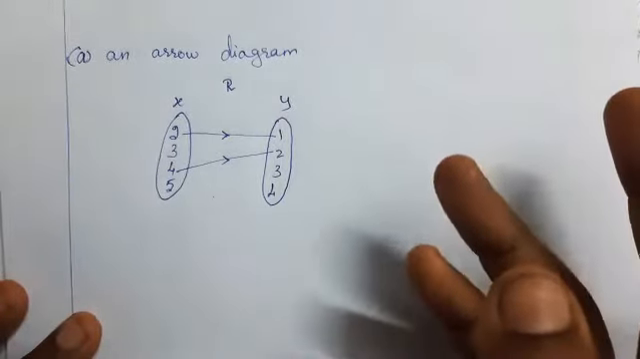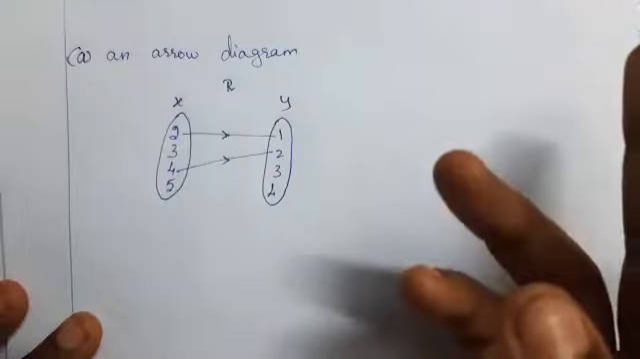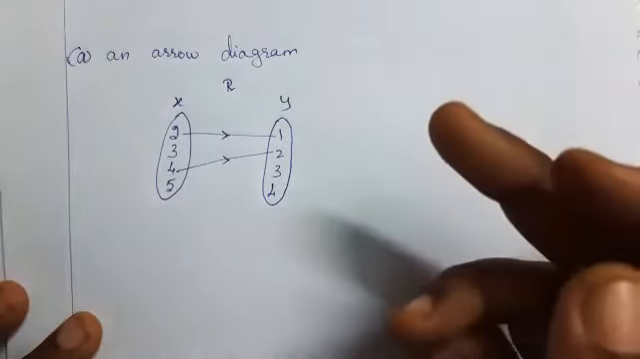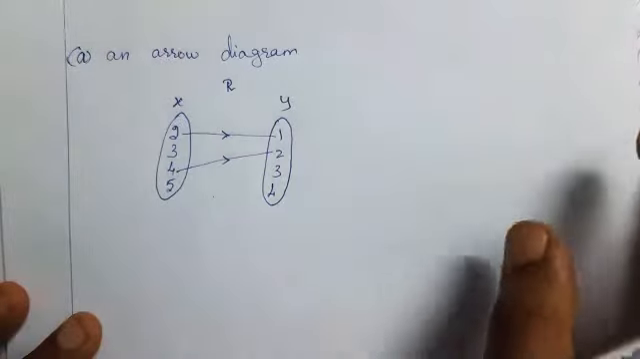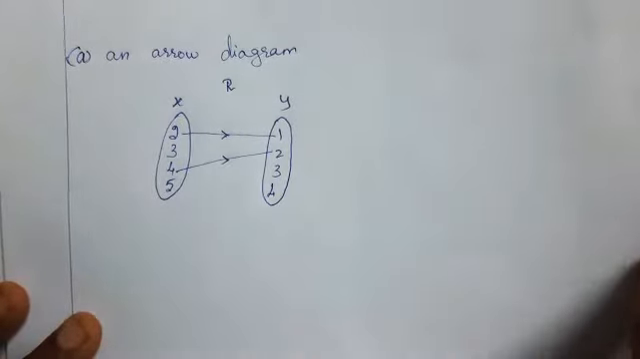You can't draw from 3, since 3 by 2 is 1.5, or from 5, since 5 by 2 is 2.5. Now draw the graph.